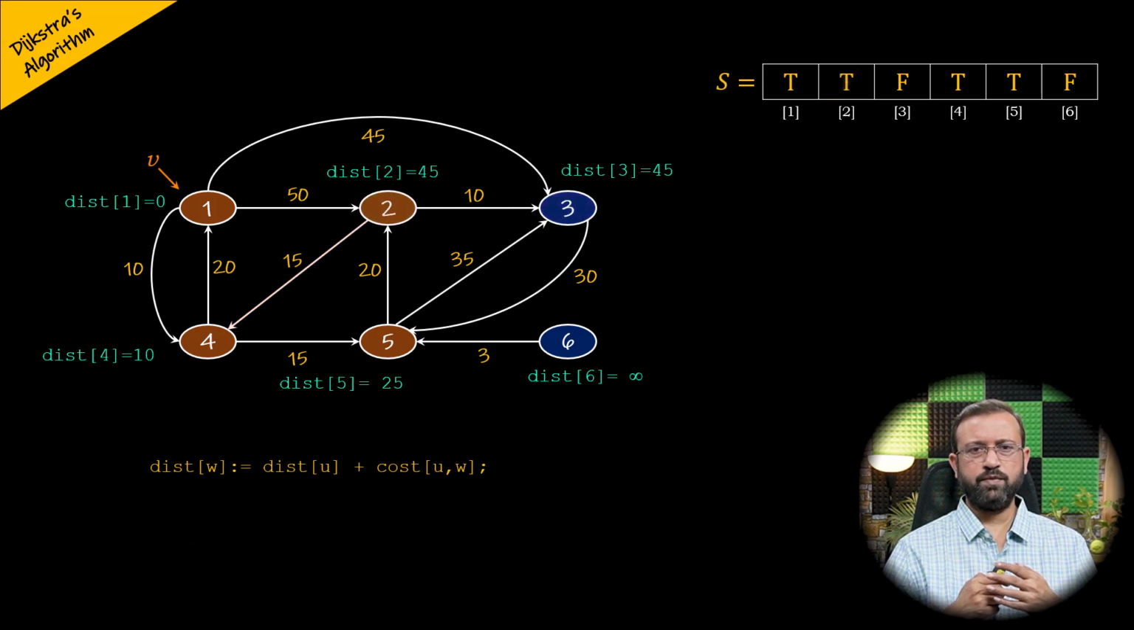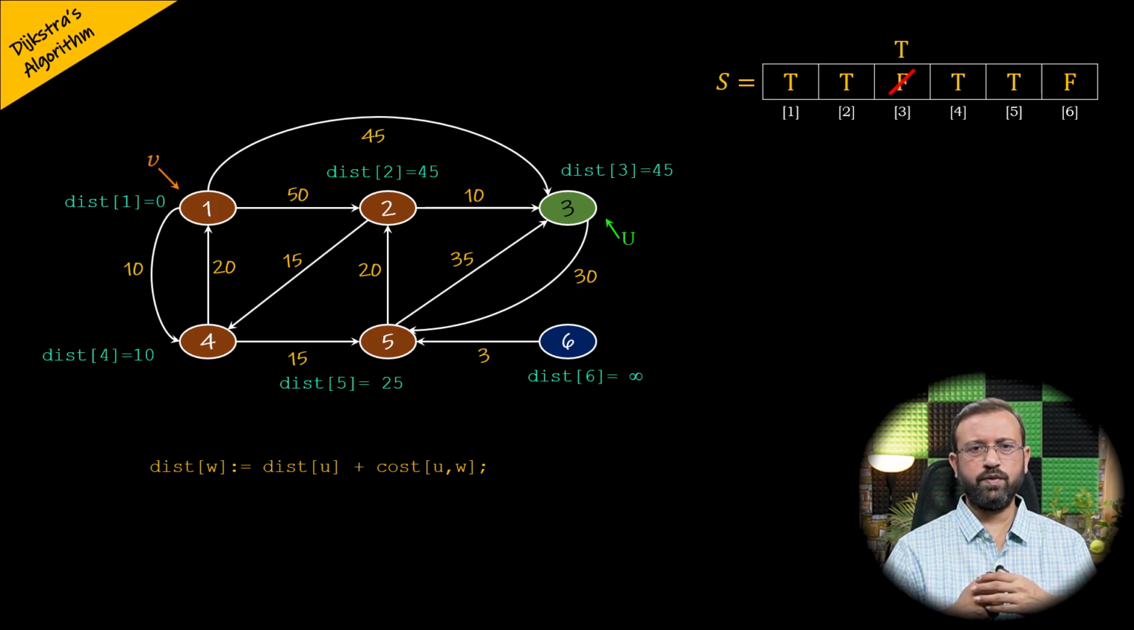In the next step, we choose a vertex u whose distance is minimum and is not in set S. So at this point, the minimum distance is 45 of vertex 3, and vertex 3 is not in set S because S of 3 is false. Therefore, vertex 3 becomes vertex u and is assigned to set S by making S of 3 as true.